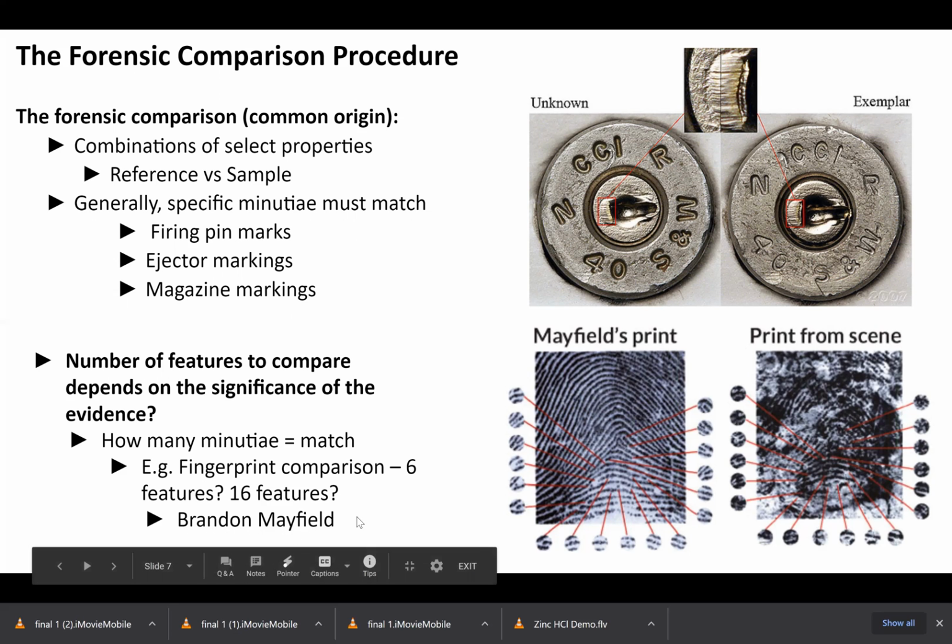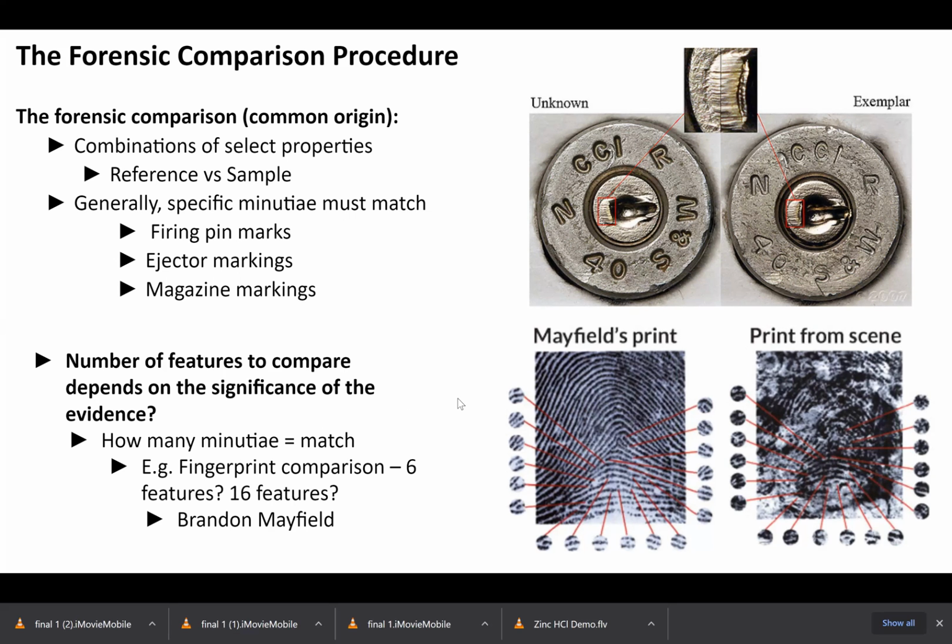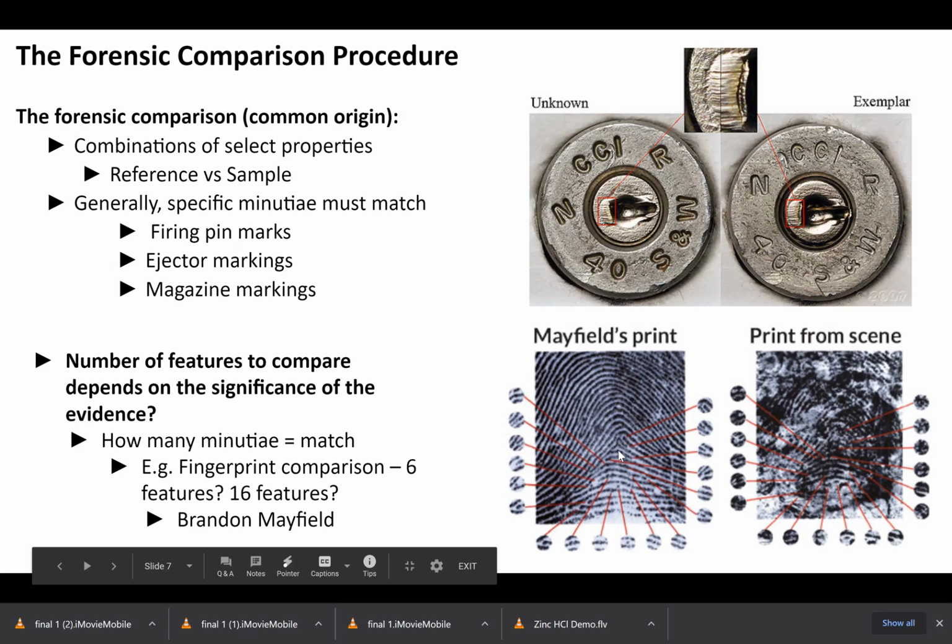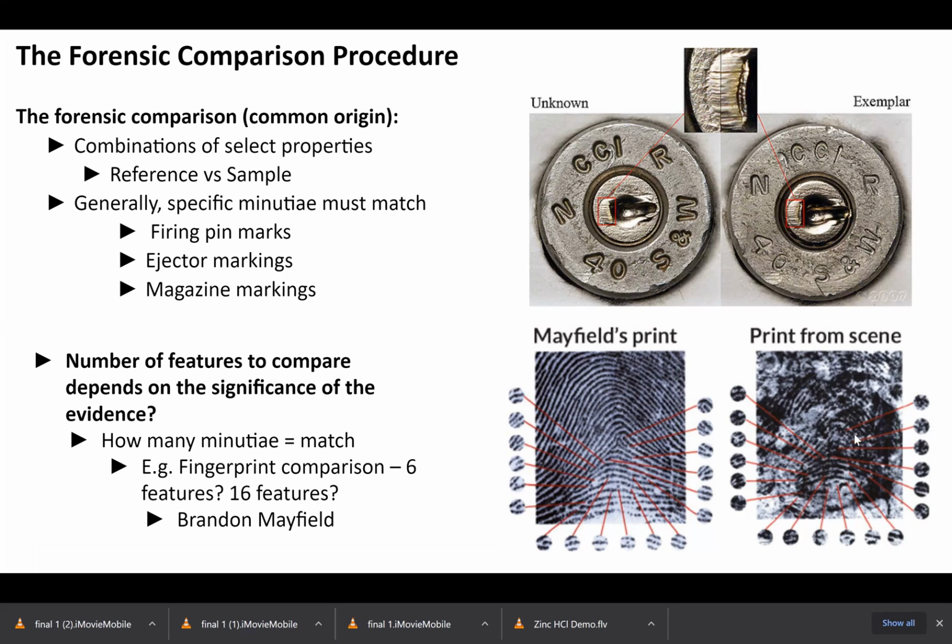Brandon Mayfield is a man who was falsely accused of a crime. His fingerprint, which they had because he was in the military, matched in some of the minutiae a crime scene fingerprint, but so did 19 other people's. And they just kind of focused right on Mayfield. So he was later exonerated from that crime because they didn't match enough features.